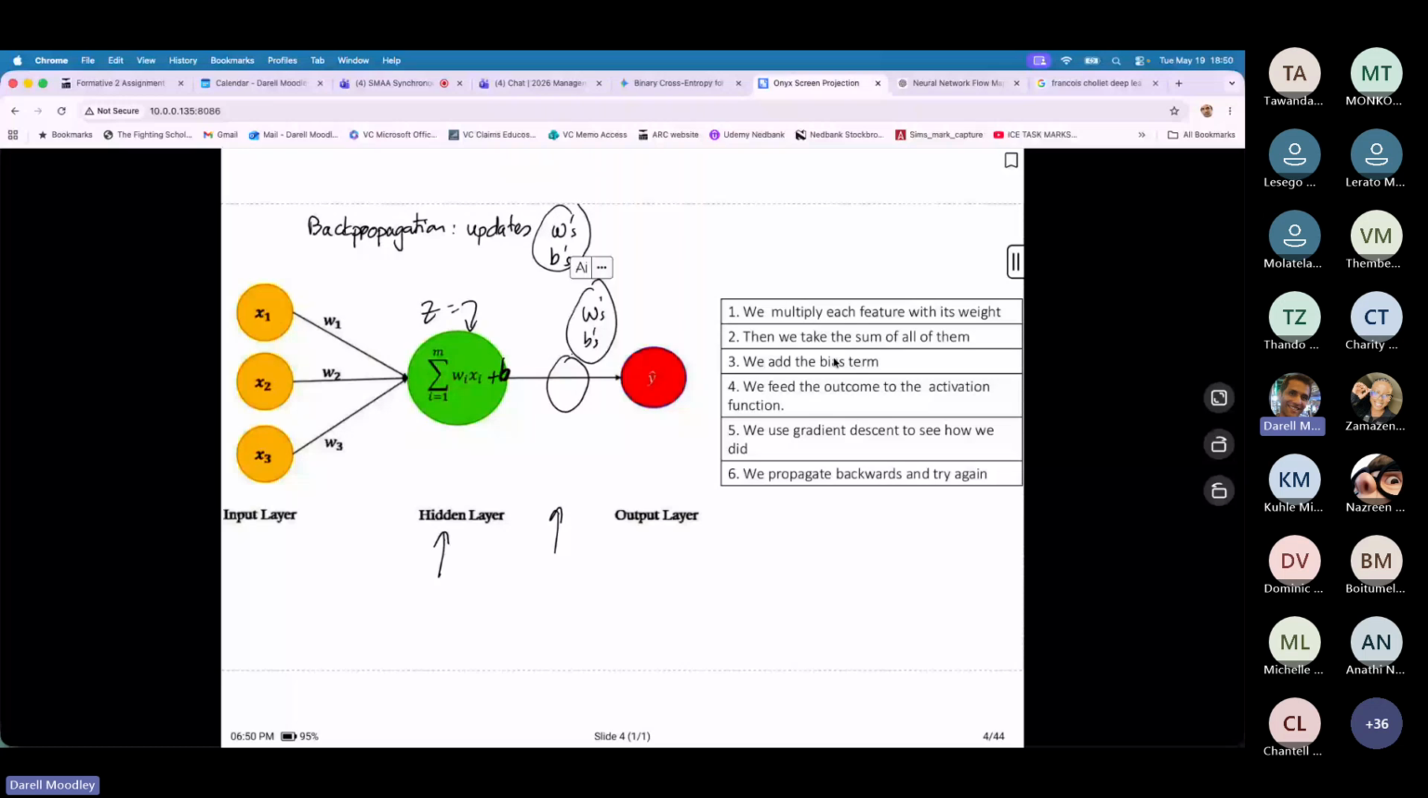Obviously, when you're actually using neural networks in practice, you're not going to be doing these calculations manually. It happens in the background with software, but it is useful for you to understand the general idea of what's going on in the background. Okay, so let's move on to the next slide.